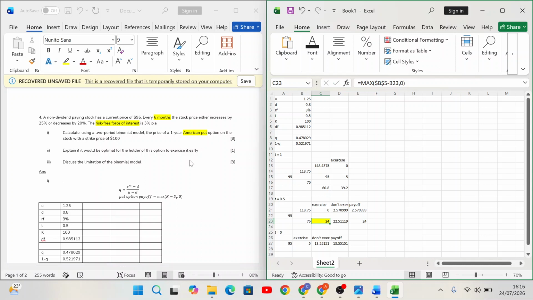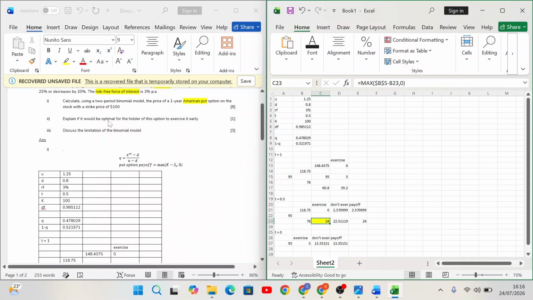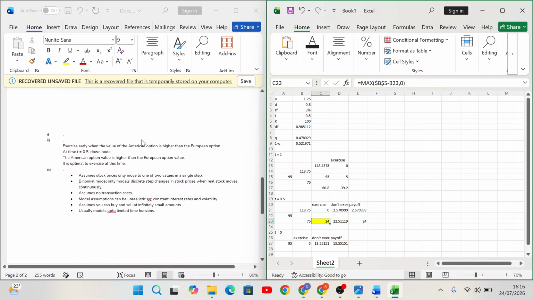This is very textbook. You can find it in your core reading notes, and this question has also been repeated several times in past papers. You can check out other videos that I've done to see how many times this question has appeared, and the answer is very simple. So the binomial model assumes that stock prices only move to one of two values in a single step. It can either go up or down, which is not true. In the real world, you're not only limited to two options. There are several other options.